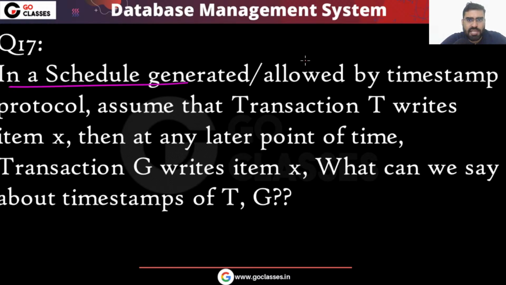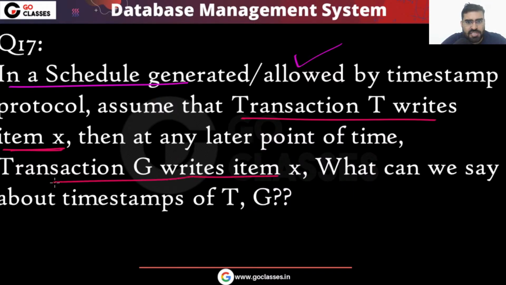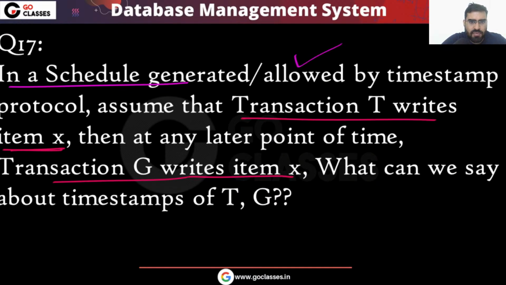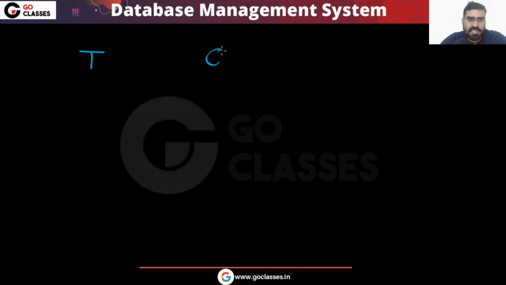There is a schedule that is allowed by timestamp. Assume that transaction T is writing item X. After some point of time, G is writing item X. Then what can you say? Again, a similar question. There is a T, there is a G. We don't know their timestamps, but T is writing item X, and after some point of time, G is writing item X.